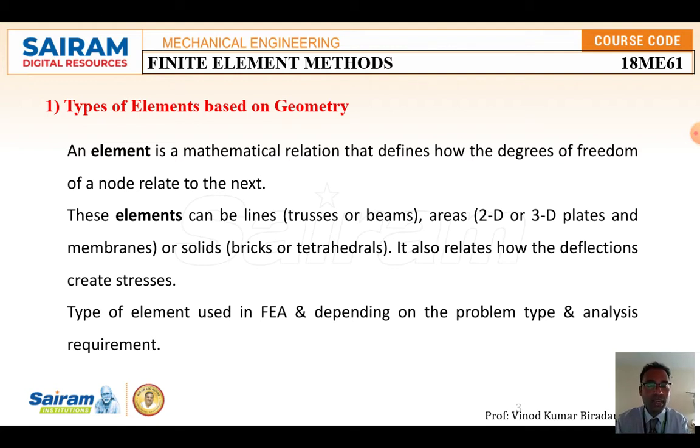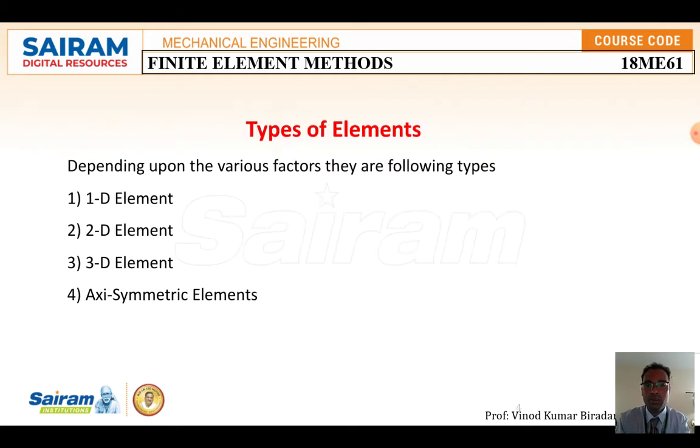What do you mean by element? An element is a divided small piece, or a mathematical relation that defines how the degree of freedom of a node relates to the next node. I showed this in the definitions also. Depending upon the given problem and analysis, we select the element, which may be a 1D, 2D or 3D element, and we are going to study that here. In the ANSYS software, we are going to use 3 different elements, depending upon various factors. The first one is the 1D element. D means dimensional.